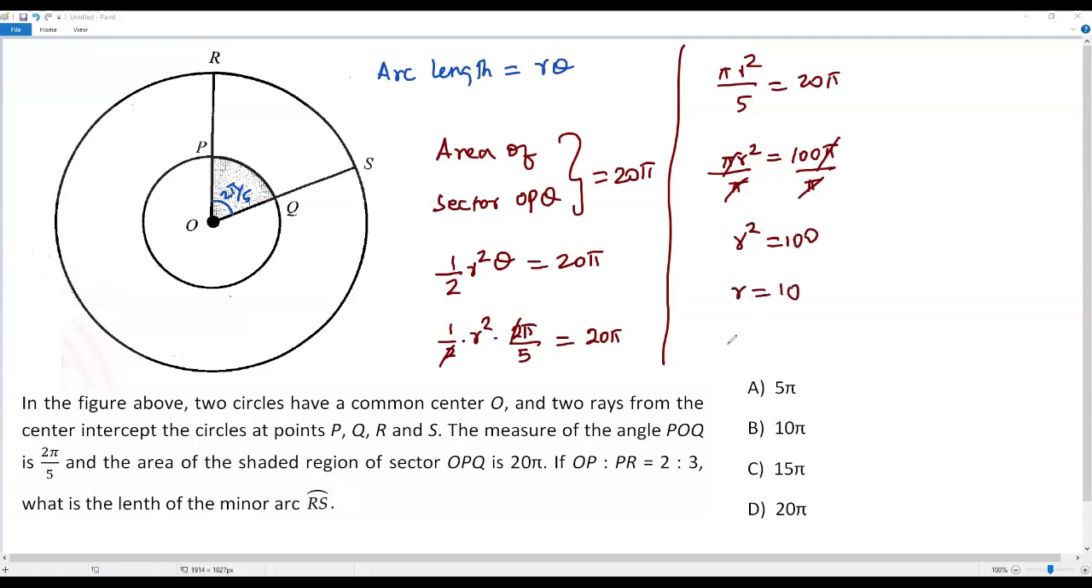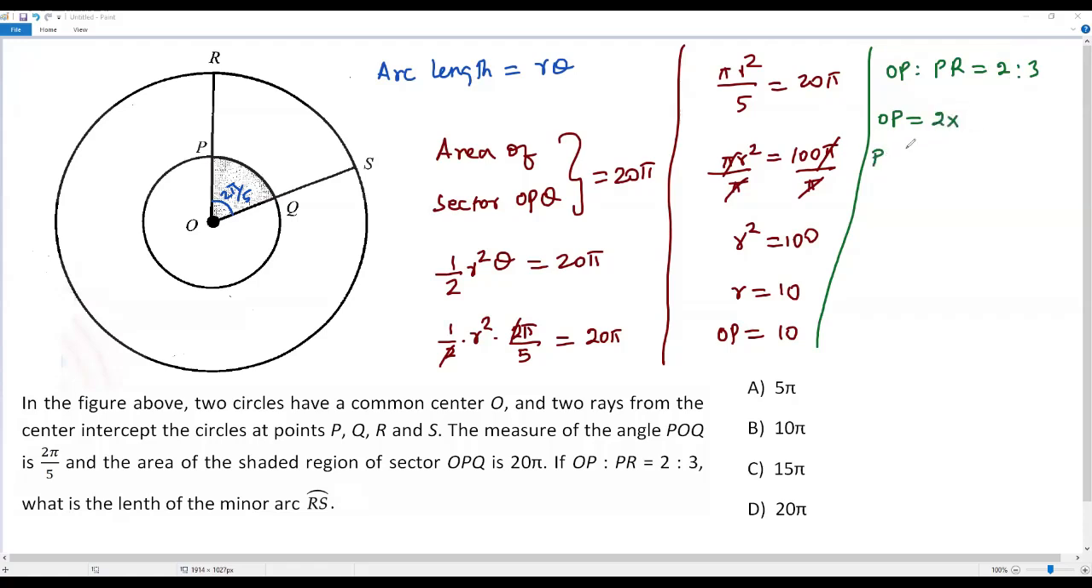Okay, now I got the radius of the smaller circle, that is OP equals 10, either OP or OQ. Now let me consider the ratio of the two lengths OP and PR, that is equal to 2 to 3. Let me write it over here. OP to PR equals 2 to 3. Now to get the lengths of OP and PR from the terms of the ratio, I have to multiply both the terms of the ratio by the same non-zero number. That is, to get the length of OP, I have to multiply the first term of the ratio by some non-zero number, say x. Then I'm getting 2x as the length of OP.